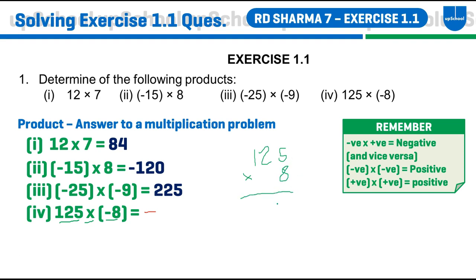So 8 times 5 is 40. So let's carry the 4. So 8 times 2 is 16, plus 4 is 20. So 8 times 1 is 8, plus 2 is 10. So our answer is 1000. So our actual answer is negative 1000.